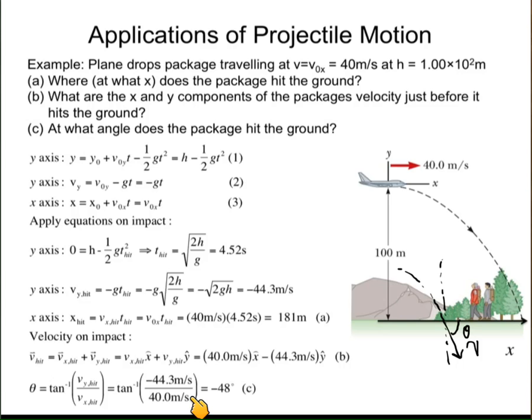If you know the x and y component of a vector, you can easily calculate its angle with the x-axis, right? This is the formula for it. And if you plug and chug, your calculator will give you minus 48 degrees. This is minus because it is below the x-axis, not above, right? If it were a plus, it would be above the x-axis, but since one of the components is negative, you will have a negative angle. Okay, that's it. If you have any questions for this.